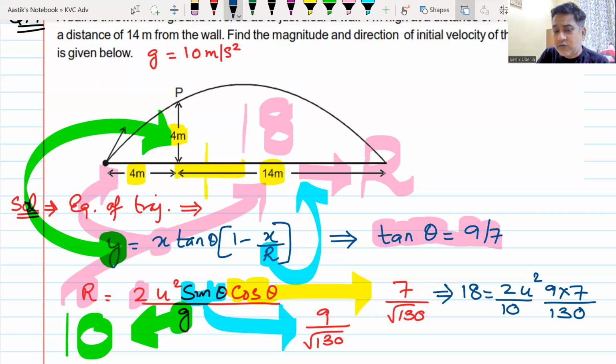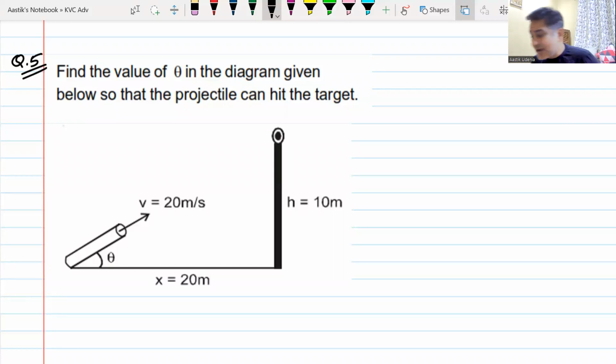This will cover all types of questions that are supposed to come or can come or likely to come, whether you're talking about JEE Main or JEE Advanced. Find the value of theta in the given diagram so that the projectile can hit the target. The value of G is not given. You can take G as 10 meter per second square.